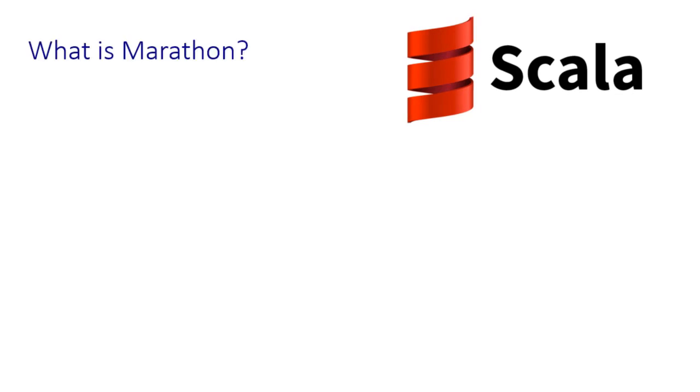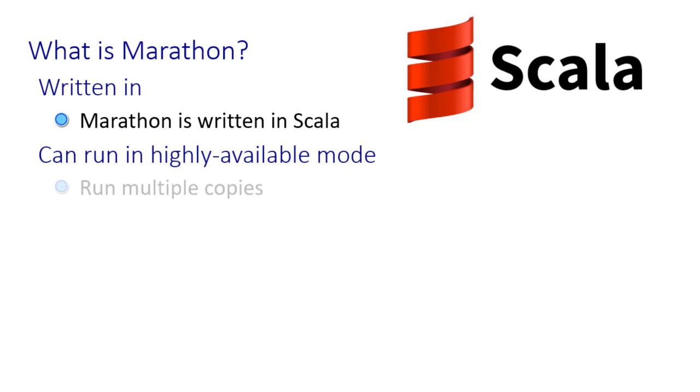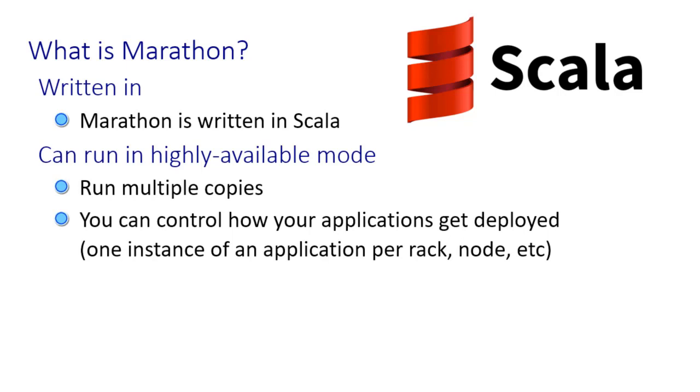One of the things to notice is that it is written in Scala, the programming language. That is kind of a functional language, and has some object-oriented features as well. Marathon can run in highly available mode, meaning that it can run multiple copies. It has a leader election algorithm to determine which of the Marathon processes is the leader. And so it gives you fine-grained control about how your applications get deployed. Do you want it per rack, per node, etc.? It gives you that type of control.